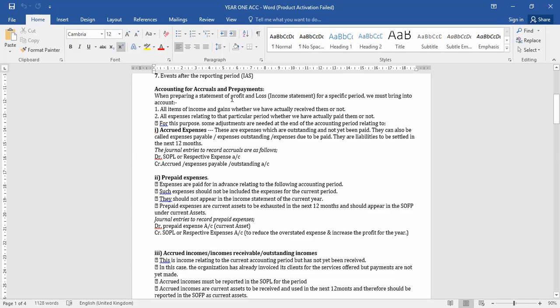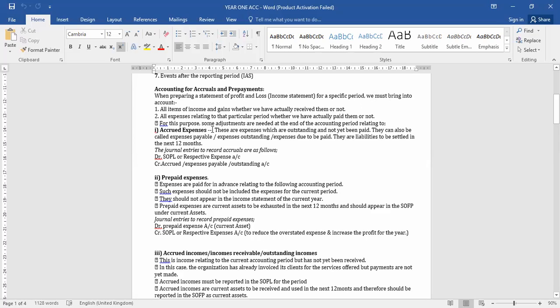Let's read and see. When preparing a statement of profit and loss, or income statement, which can also be called comprehensive income, for a specific period, we must bring into accounts all items of income and gains, whether we have exactly received them or not. You remember the accrual principle. All expenses relating to that particular period, whether we have actually paid them or not. For this purpose, some adjustments are needed at the end of the accounting period.